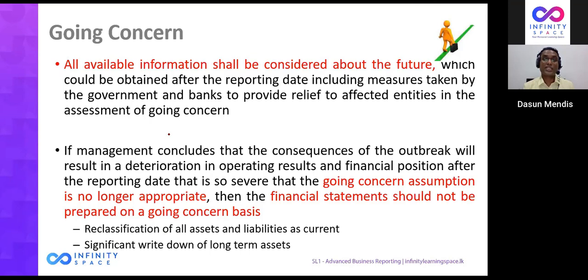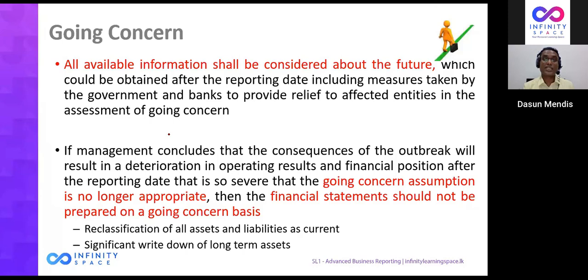But sometimes, if the pandemic is so severe in certain sectors, there is a question mark on the going concern ability of the organization. These events might have taken place after the year end, after 31st of March, but before the financial statements are authorized for issue. After 31st of March, before the financial statements are authorized for issue, you get to know that you can't continue the operation.